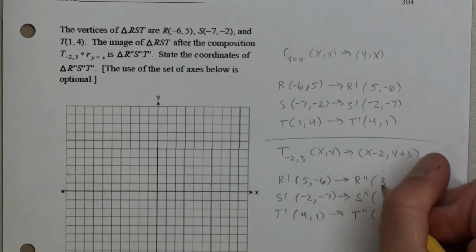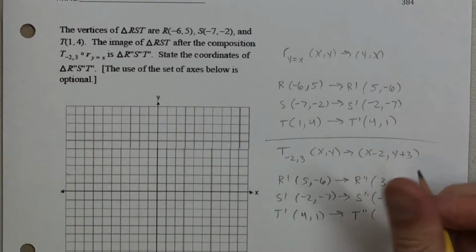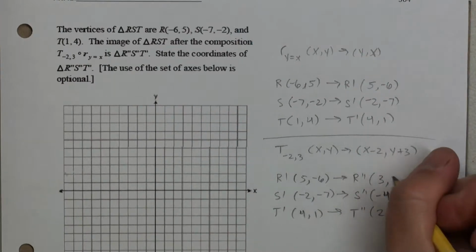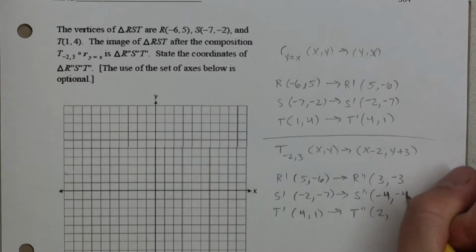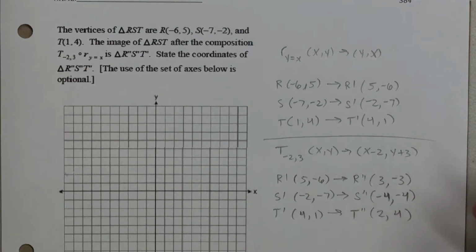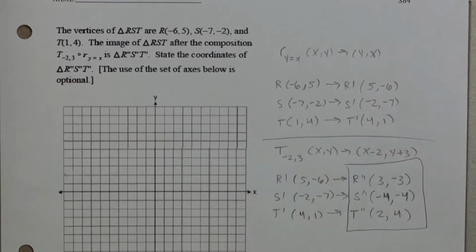Subtract 2 from each: 3, -4, and 2, and then add 3 to each: -3, -4, 4. So that's it. Box them off. Let's go to the next problem.